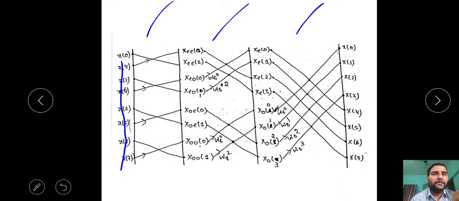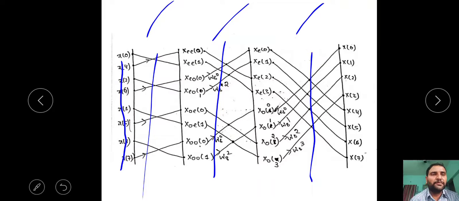Where each butterfly is separated. The distance between the input and output of a butterfly is 2 power n minus 1. 2 power n minus 1 means 2 cube minus 1, 2 square is equal to 4. By using that formula, we can divide the butterfly structure like this for stage 1. Similarly for stage 2, this is the stage 3 butterfly diagram.